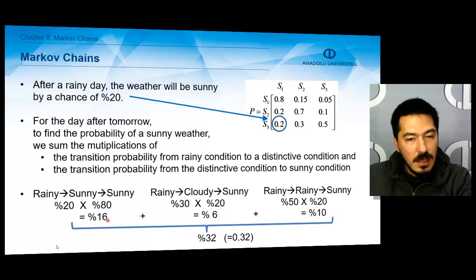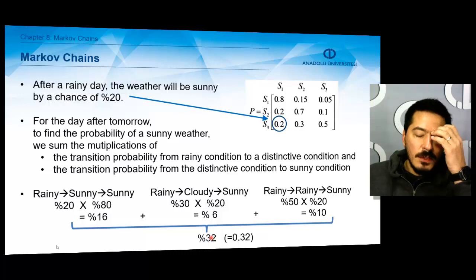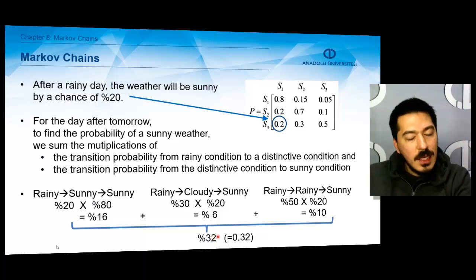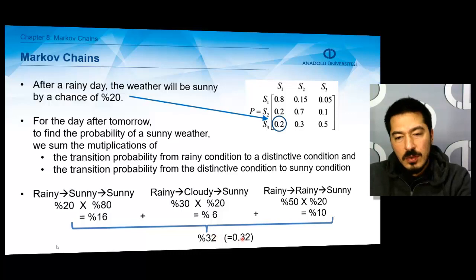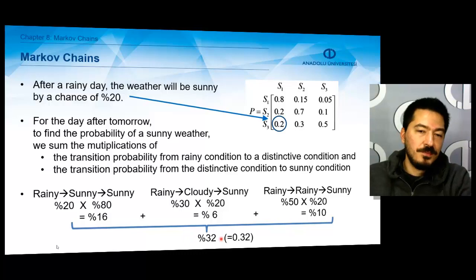So we have to calculate these three. We have to sum these three probabilities. So the summation of these three yields 32%. That means it is 32% likely for the weather to be sunny for the day after tomorrow when today's condition is rainy. So this is the probability we have here.